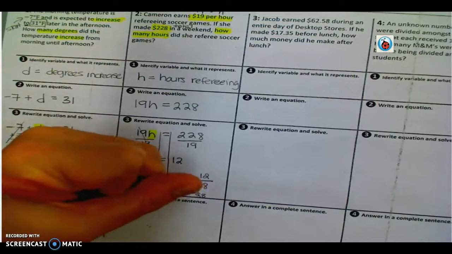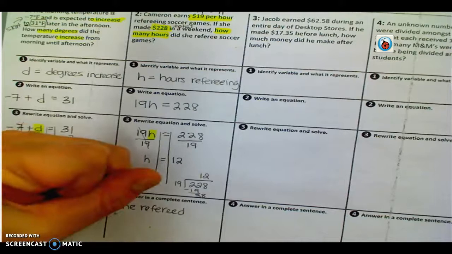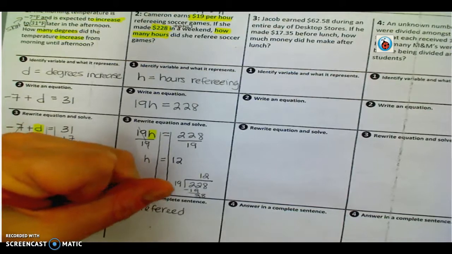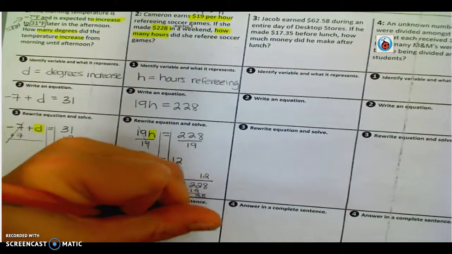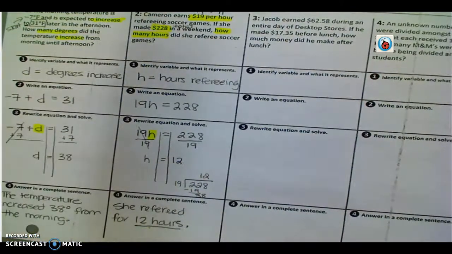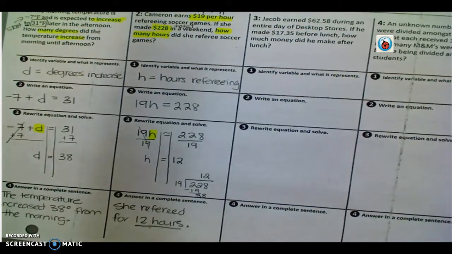She refereed for 12 hours. Okay, making sure you've got the number and what it represents in your final answer. Okay, all right, what I'd like you to do right now is to go ahead and pause the video and try number 3. When you've worked through the steps, go ahead and press play and see how you did.